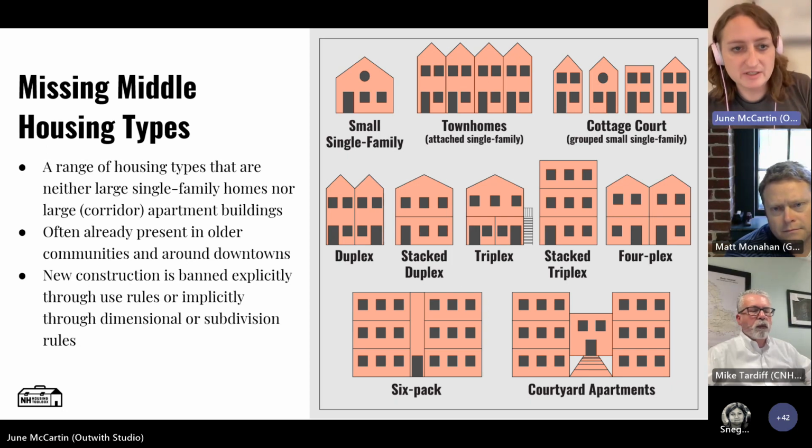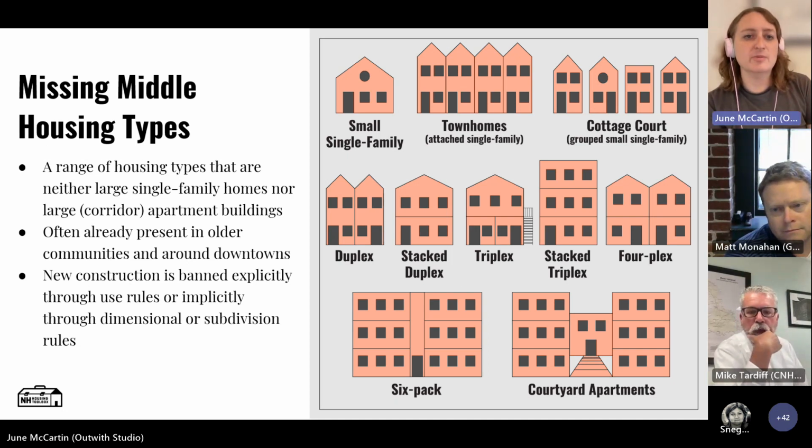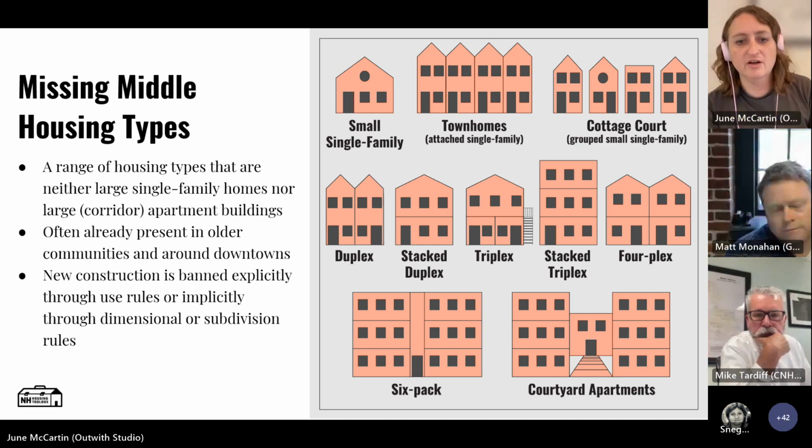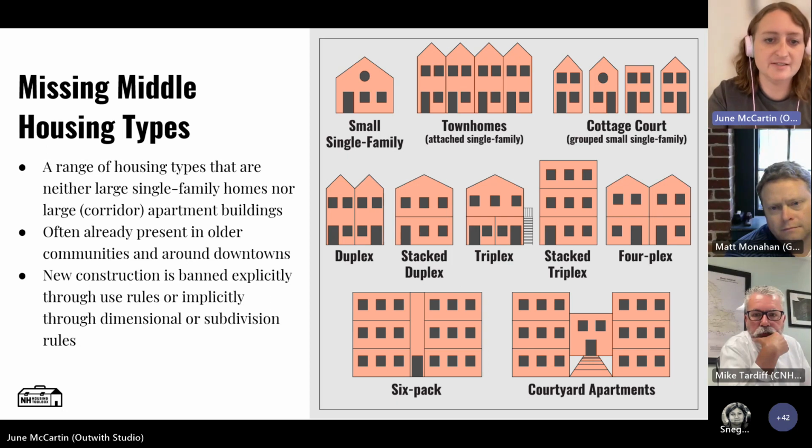Often these are banned explicitly through use rules, or implicitly through dimensional rules, subdivision rules, parking requirements. So when we talk about these missing middle housing types, we're really talking about adjusting zoning to allow them in as explicit and real a way as possible. Yes.